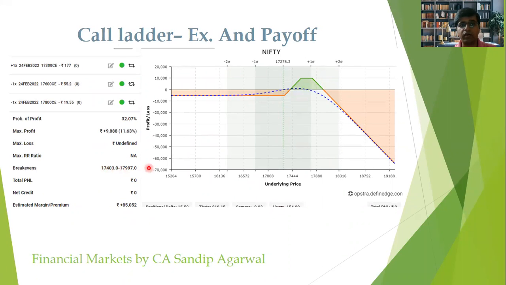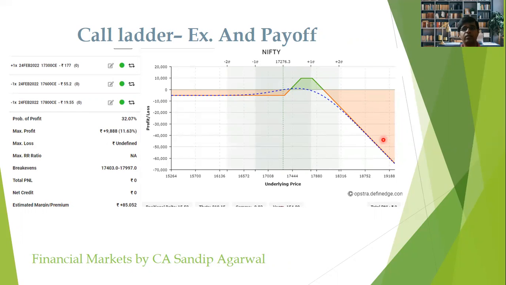The profitable range for the person is when the Nifty expires somewhere around 17,400 to 18,000 approximately in the month of Feb. Whereas in case the Nifty expires at a price less than 17,400, then his loss is capped to somewhere around 6,000 rupees. Whereas in case the Nifty starts moving in a very strong direction on the upward side, then you can see his loss is also unlimited.